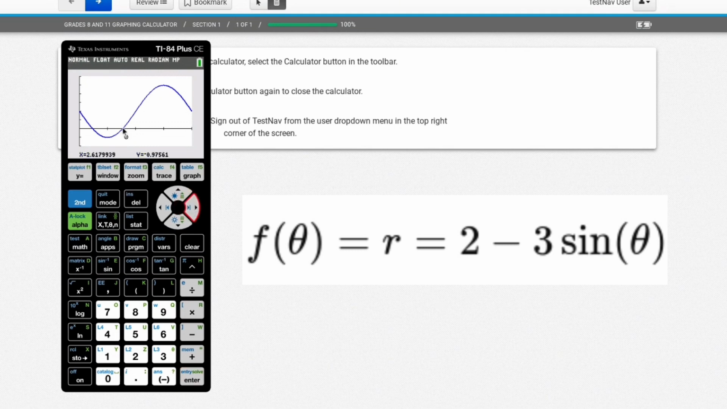Now it starts increasing again from here to here. So I need to find that 0. So I'm going to repeat the process. Second calc 2. Okay, find that 0 right there. Enter, enter. So 2.4 whatever, okay, is where I start increasing again, and it stops increasing at that maximum. So second calc maximum. Let's move to the left.